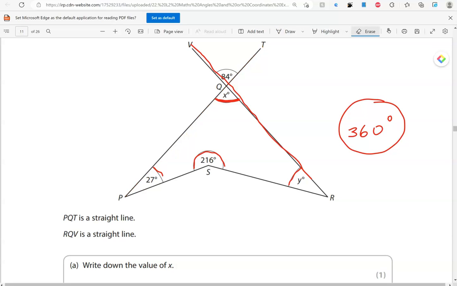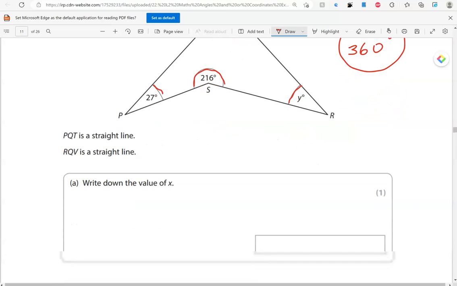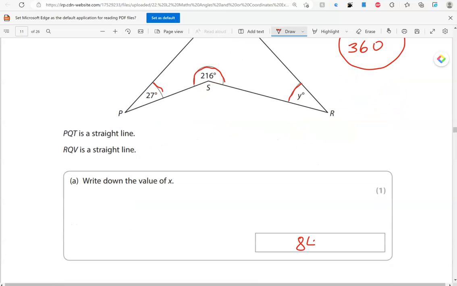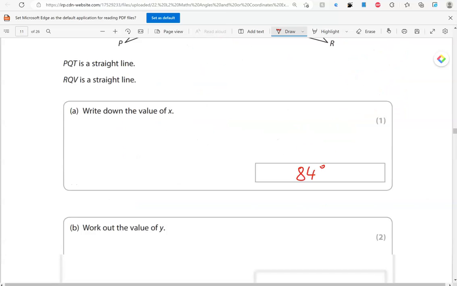We saw earlier with the parallel lines that this was equal to this angle. So x is equal to 84. Such angles are called vertically opposite angles. So we're going to write 84 degrees for angle x.